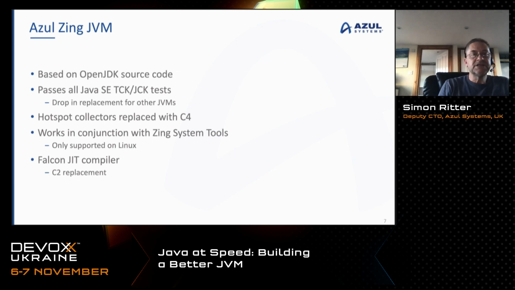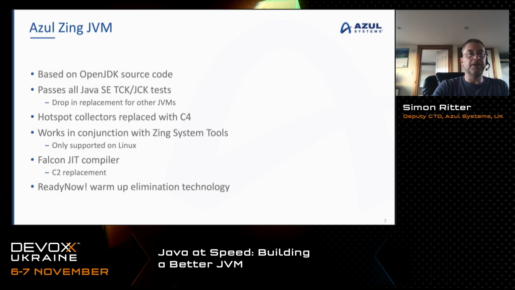Another thing that we've done more recently is replace the C2 JIT compiler with something that we call Falcon. And again, I'll explain what we've done to improve performance using that. And the last thing we've done is to add some technology to the OpenJDK, which is called ReadyNow. And that's about how to eliminate as much as possible the time it takes for an application to warm up. So the time it takes to go through all of these different phases before we get to our optimum level of performance.